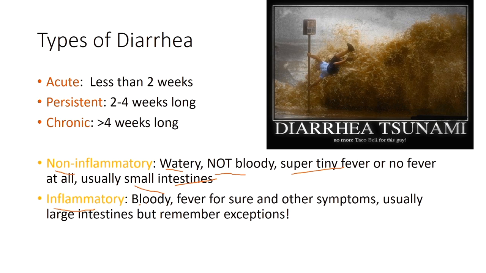You're going to see a fever for sure because it's inflammatory. When you have inflammation, you're going to be secreting cytokines. PGE2 is going to go up to your hypothalamus, especially the posterior aspect of your hypothalamus, and that's going to stimulate the fever that you're going to have. And usually this is occurring in your large intestines, but remember there are quite a bit of exceptions.